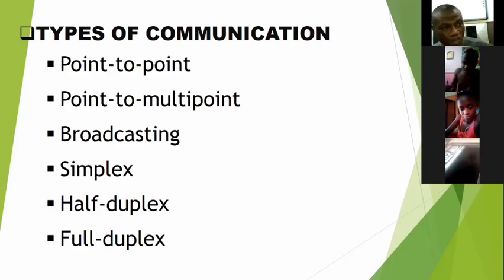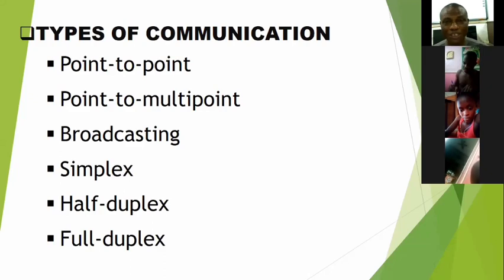Then in full duplex, both parties or both devices can send and receive at the same time. An instance is that in your mobile phone communication exchange, you call somebody, the person will say, hello, whom am I speaking with? Say, you're speaking with Joseph. Joseph, how are you? Say, I'm fine. That's to say both of you can send and receive at the same time. It's called full duplex communication.